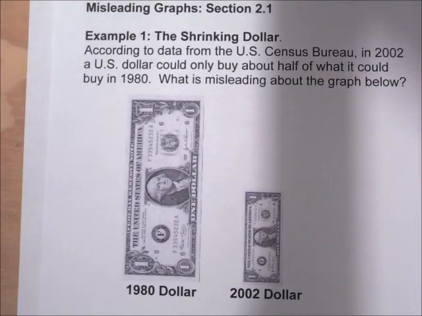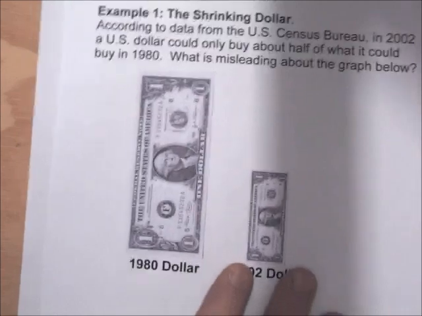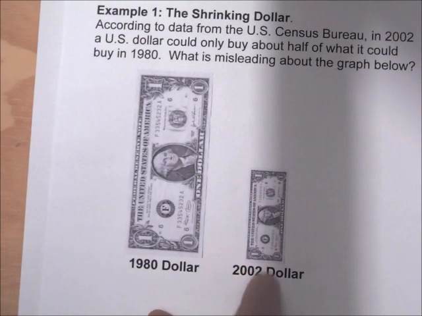Next topic is misleading graphs. According to the U.S. Census Bureau in 2002, a U.S. dollar could buy only half of what it could buy in 1980. What is misleading about this graph? This 2002 dollar looked like it's about half the size of the 1980 dollar.